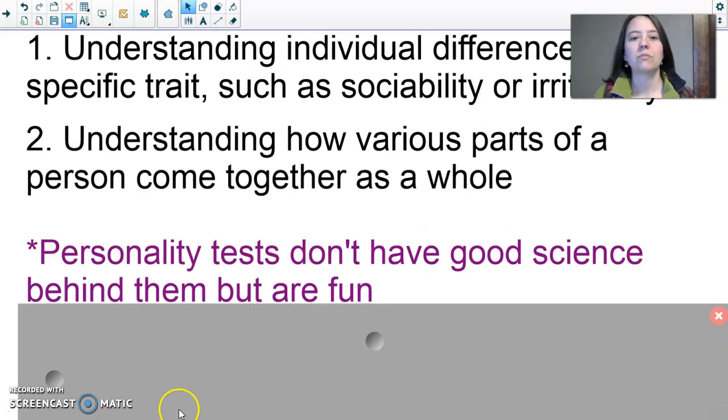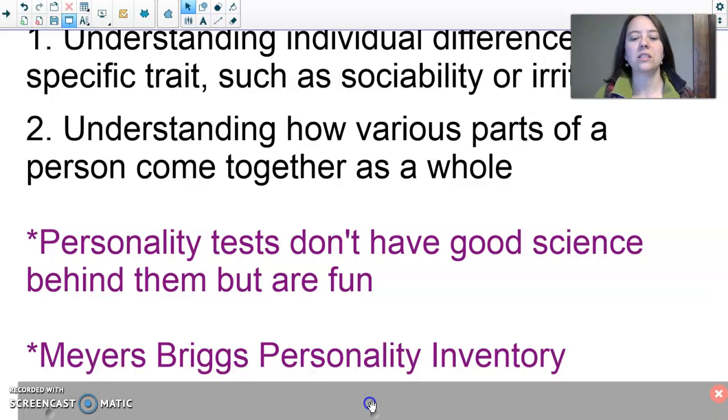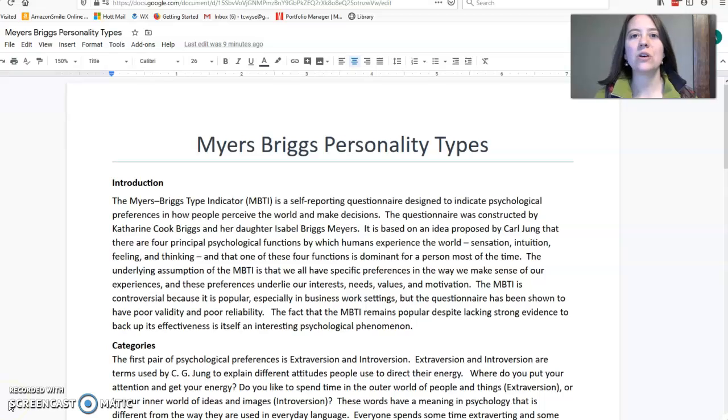So personality tests don't really have good science behind them, but they are fun to do. So let's look at one, which is the Myers-Briggs Personality Inventory. If you have not already taken your personality inventory, please pause the video and do that first. Also, I will share this document with you if you would like to reference it.